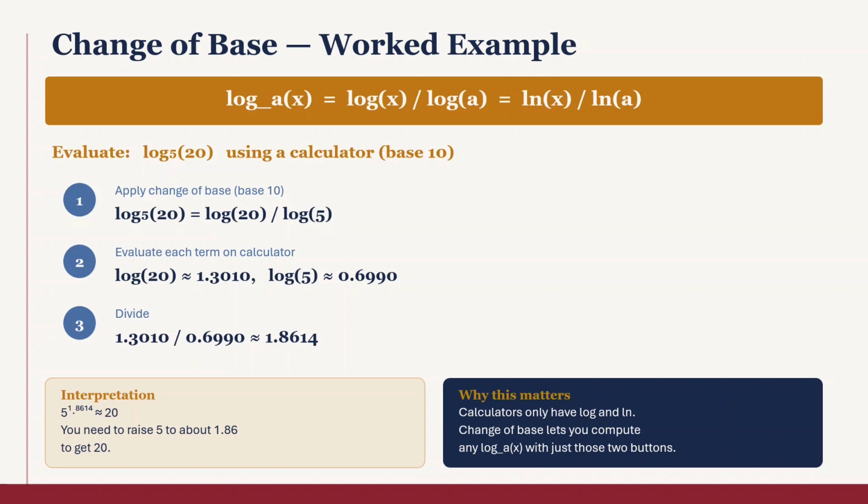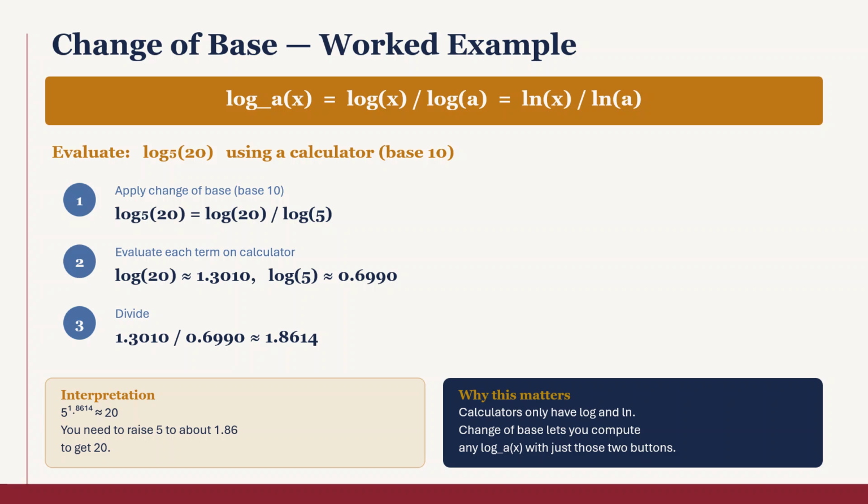Step 2. Compute each natural log. Natural log of 50 is approximately 3.912. Natural log of 7 is approximately 1.946. Step 3. Divide.